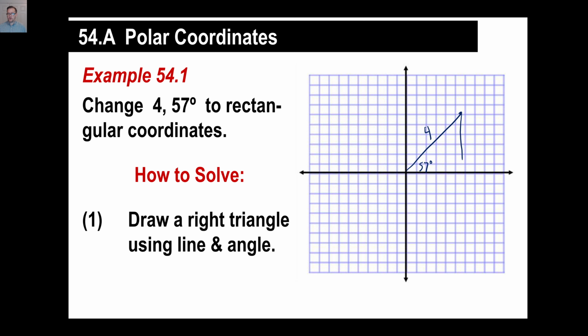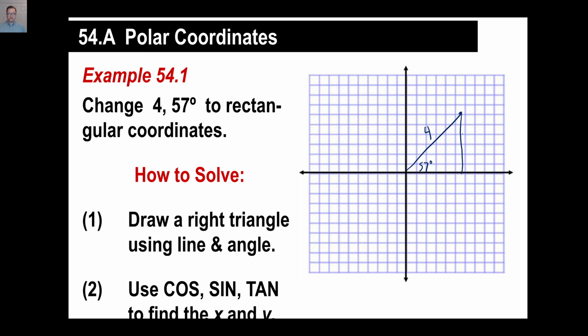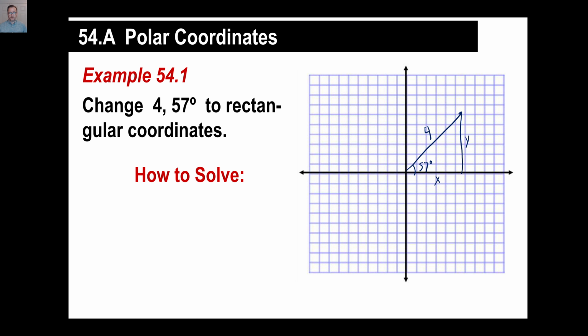Okay, I'm going to go ahead and draw the right triangle. That's a horrible right triangle, but who cares, all right? Second step is use cosine, sine, and tangent to find the x and find the y. In other words, this is your x-axis, and there's your y, okay? So that's going to be your point, all right? So 4, and this is a 57-degree angle, just normal, like we always do it. So let's figure it out, and I'll get this out of the way.